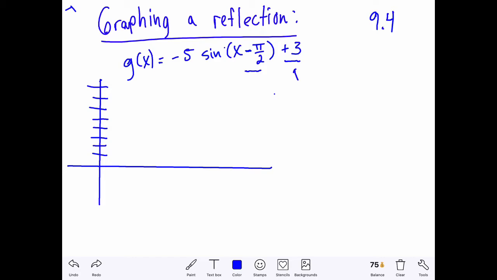Okay, so notice we've got both a vertical translation and a horizontal. Well, I want to deal with the vertical first. So remember, if it's out wide like that, that's a vertical shift up 3. So usually my x-axis here is the midline. But if it's shifted up 3, I want to put that midline in first. So let's go ahead and do that. Okay, and that's the line y equal to 3, and we call that our midline.